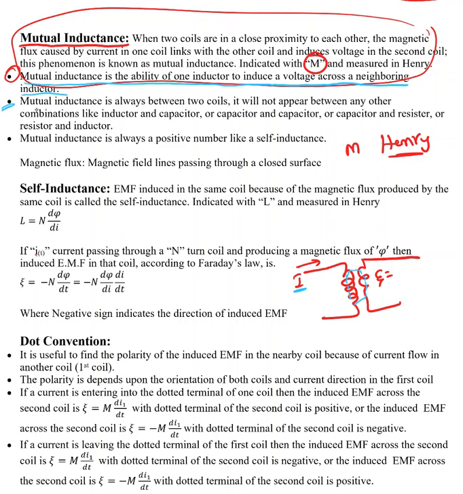The second thing is mutual inductance is always between two coils. It will not appear between any other combinations like inductor and capacitor, capacitor and capacitor, capacitor and resistor, or resistor and inductor. So mutual inductance is always between two inductors, L1 and L2. Sometimes you might have zero mutual inductance because these two coils might be placed far away, so the flux produced by the first coil is not linking to the second coil. Now, mutual inductance is always a positive number, like self-inductance. Next, the voltage produced by mutual inductance need not be positive all the time.